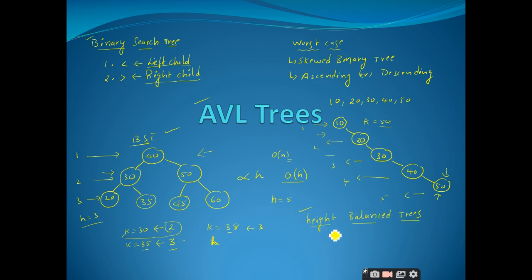This is the problem, and for this problem we are giving a solution in terms of height balanced trees. There are many height balanced trees in data structures. One is the AVL trees, another is the red black trees, and we have the splay trees, which we are going to see in the next unit, the 5th unit. All these three are height balanced. There are more height balanced trees in data structures, but our syllabus is confined to AVL trees, red black trees and splay trees.